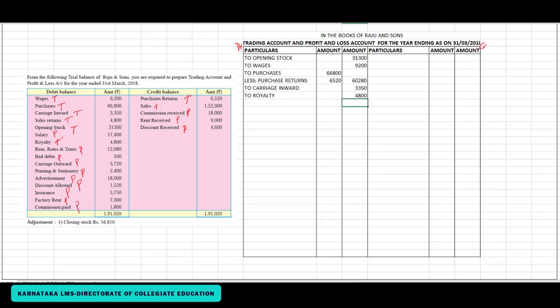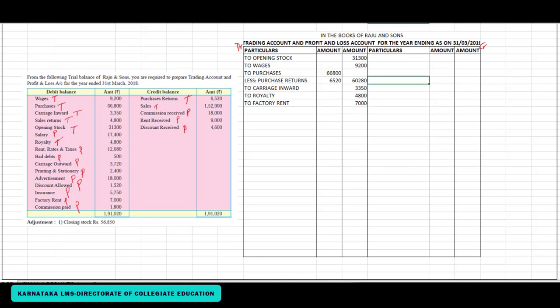And next we have factory rent. So factory rent amounted to rupees 7,000. That's it, we have that much of items on the debit side. So these are the debit balances available for the trading account. Next, let us now look at the credit side.